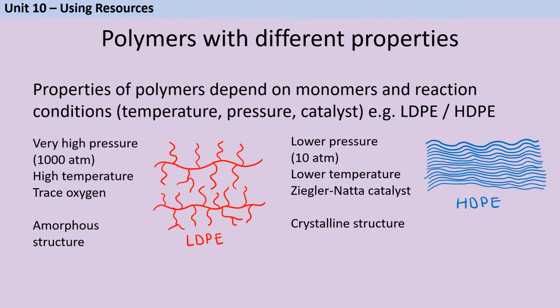In contrast to that, high density polyethylene is made under relatively low pressure, maybe only 10 atmospheres as compared to 1,000, and a slightly lower temperature, probably about 100 degrees C, with a kind of catalyst called a Ziegler-Natta catalyst. And when it forms, the polymer chains get into these really regular rows that can pack tightly together, and so the final polymer is much harder and much denser.